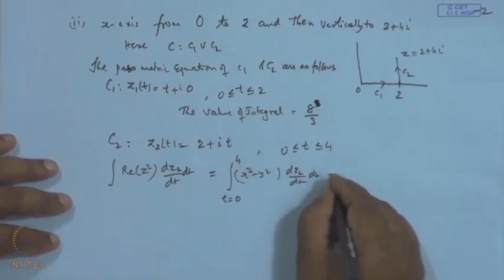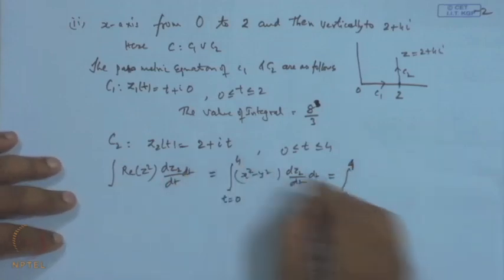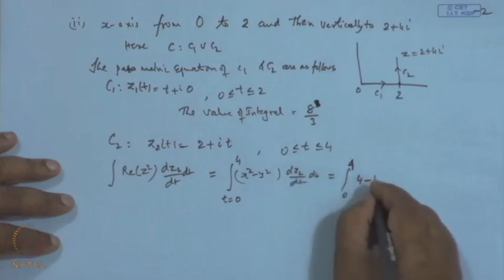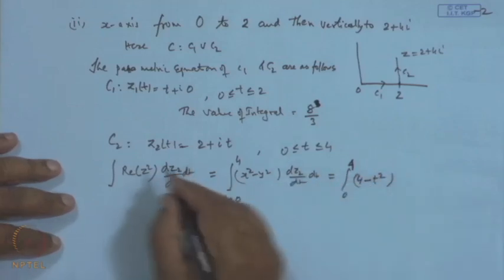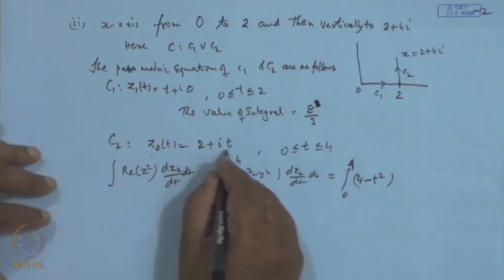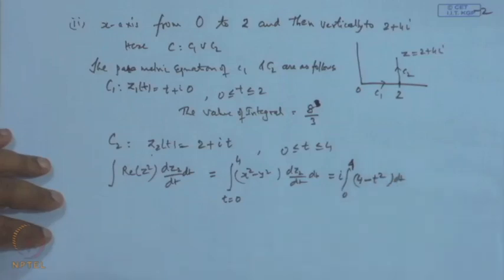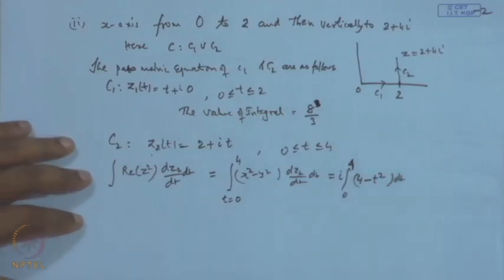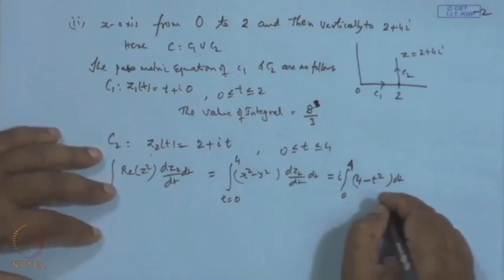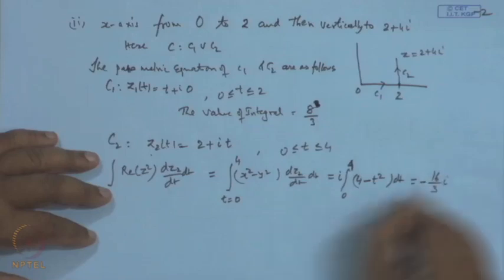So that will come out to be the integral from 0 to 4 of (4 minus t squared) times dz2 by dt, and dz2 by dt is i only. So it is i dt, and when you compute this, the value will come out to be minus 16 by 3 i.